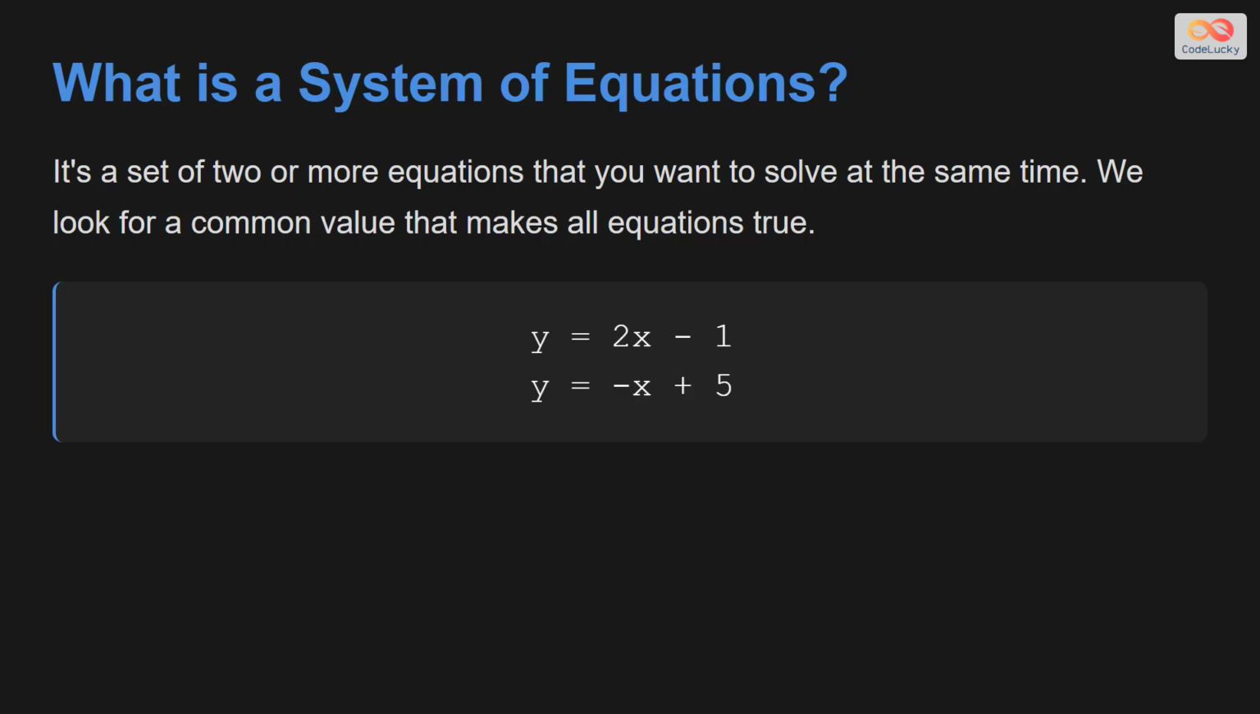First, what is a system of equations? It is simply a collection of two or more equations that share the same variables. The goal is to find a single value for each variable that makes all the equations in the system true at the same time.